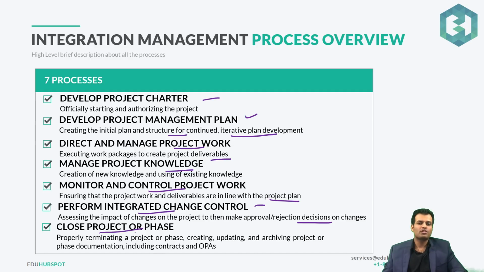Then close project or phase, properly terminating a project or phase, creating, updating, archiving project or phase documentation, including the contracts and OPS. So this, including the contracts, initially this contract part was part of the procurement management, the close procurement, but now this is part of the close project. Very important, and of course we will be discussing in detail.